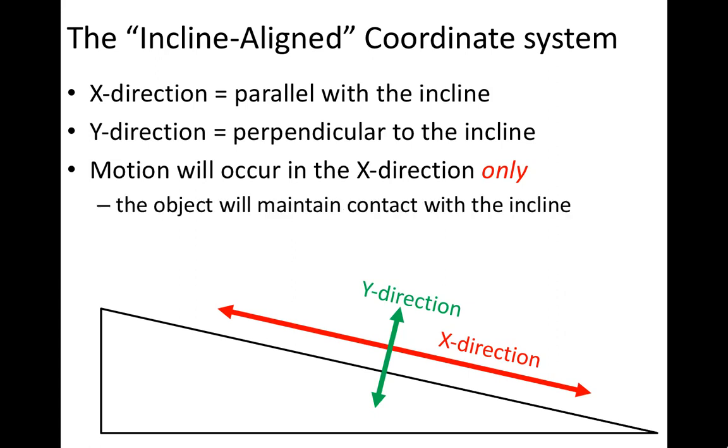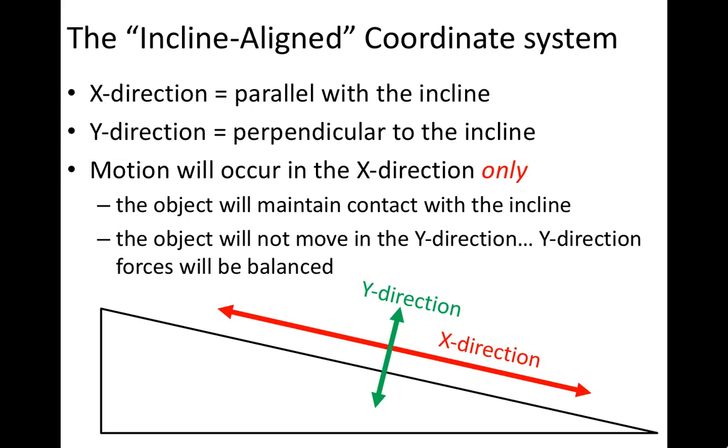So the object is always going to be in contact with the incline for this type of problem, and it's not going to move in the y direction. It won't move into the plane or away from the plane, and so therefore the forces in the y direction are always going to be balanced.